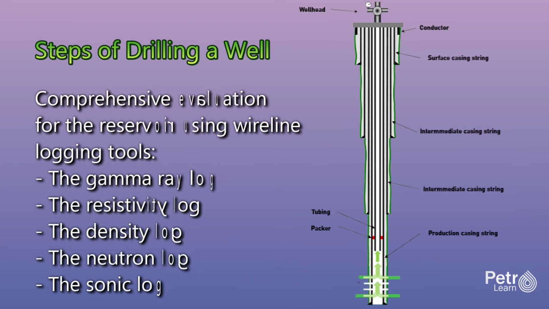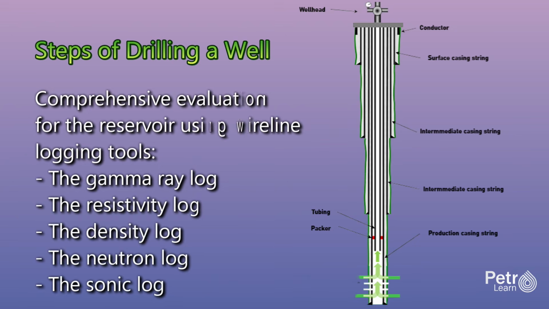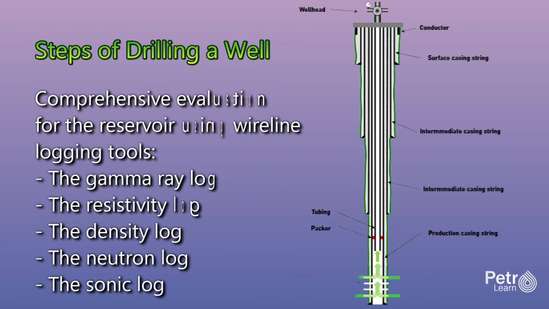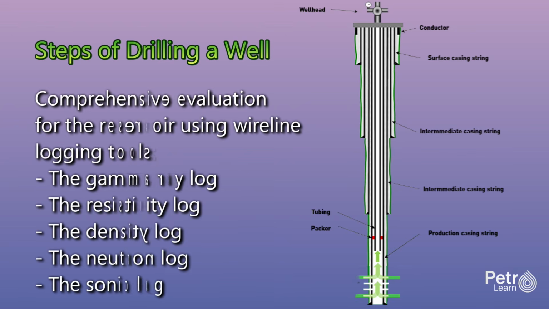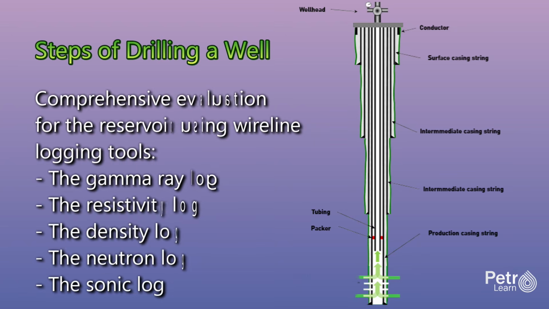The density log uses a radioactive source, typically cesium-137, that emits gamma rays into the formation. Detectors measure how many gamma rays are scattered back. Dense formations scatter more gamma rays. Porosity is calculated from the bulk density. The neutron log uses a radioactive source, typically americium beryllium, that emits neutrons. Hydrogen atoms in the formation slow down the neutrons. Detectors count the slowed neutrons. Since hydrogen is primarily in pore fluids, this measurement also indicates porosity.